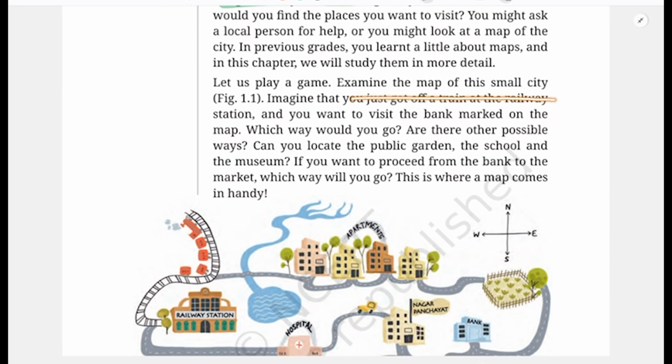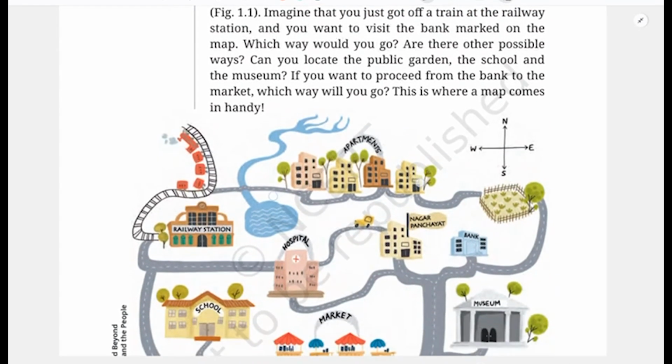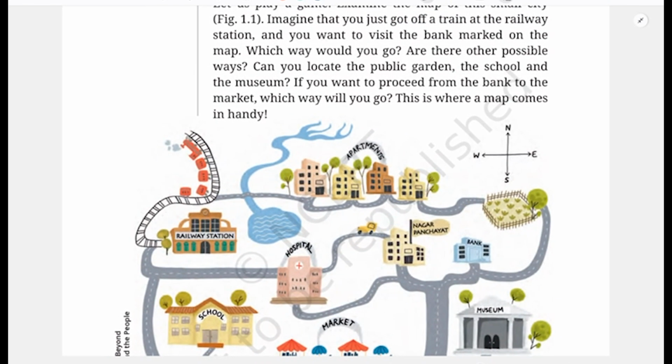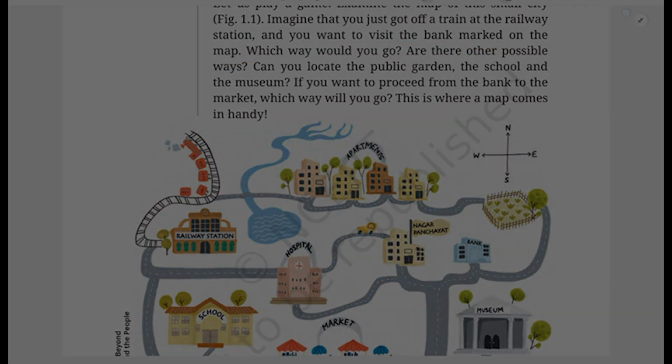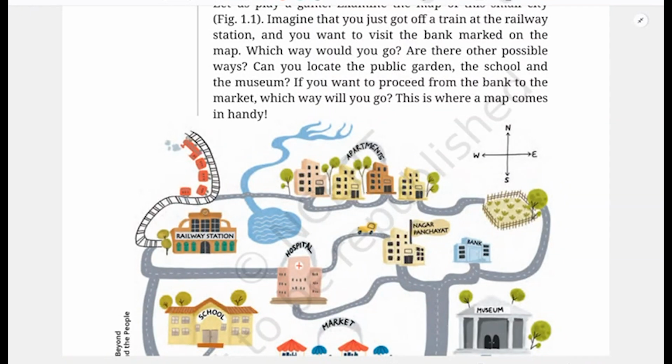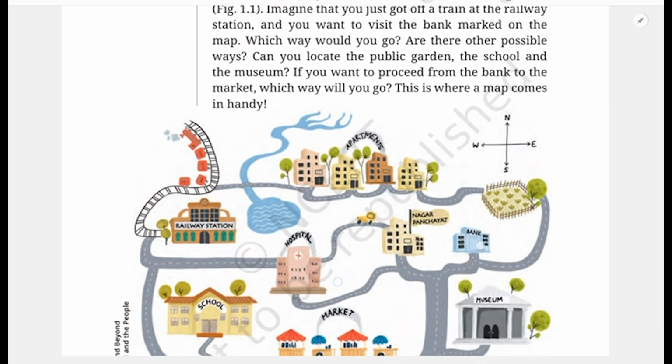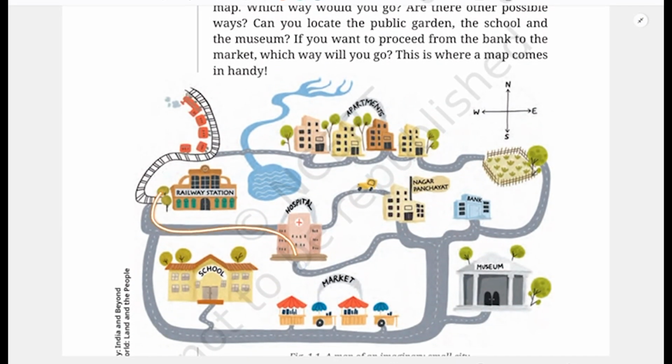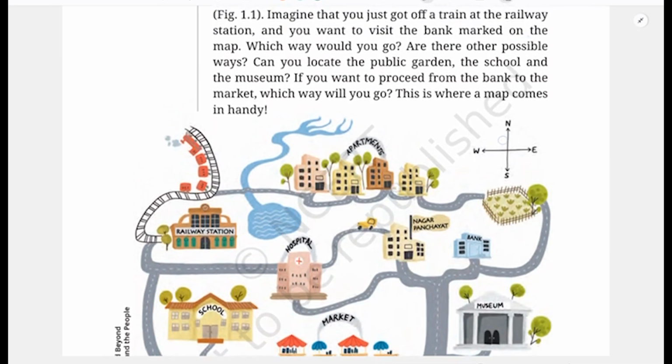Let us examine the map of the city which is given in the NCERT, and imagine that you just got off a train at the railway station and you want to go to the bank which is marked on the map. You have got off from the railway station and you need to reach the bank. Which way would you go? It can either be done in this way or it can be done in this way. So there are many ways to reach a bank. It depends on your convenience.